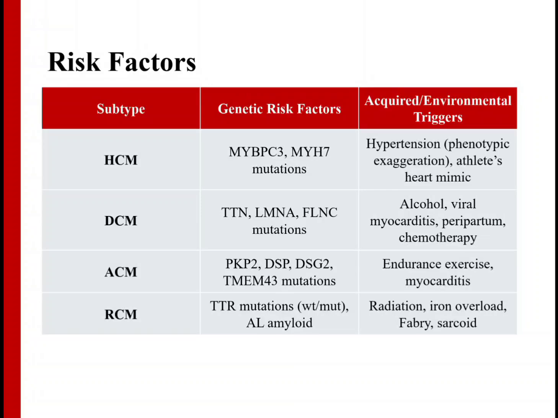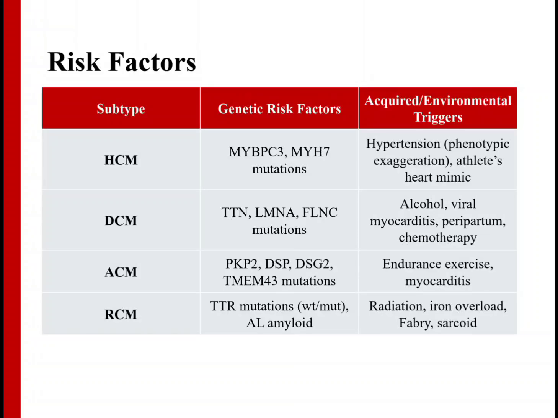The genetic drivers for hypertrophic cardiomyopathy are most commonly MYBPC3 and MYH7 mutations. Both are sarcomeric proteins. These are autosomal dominant with variable penetrance. Environmental triggers include hypertension, which may exaggerate the phenotype, and athlete's heart, which can mimic or unmask hypertrophic cardiomyopathy in borderline cases.